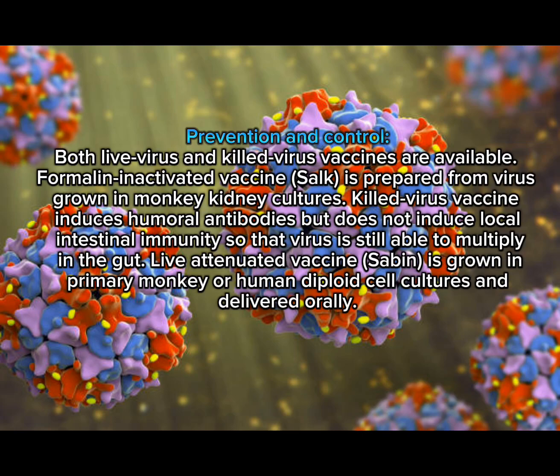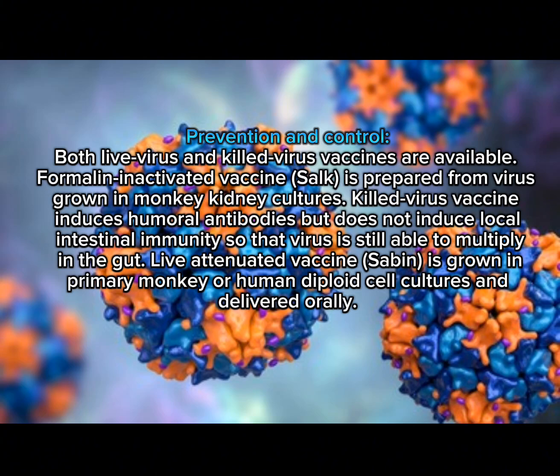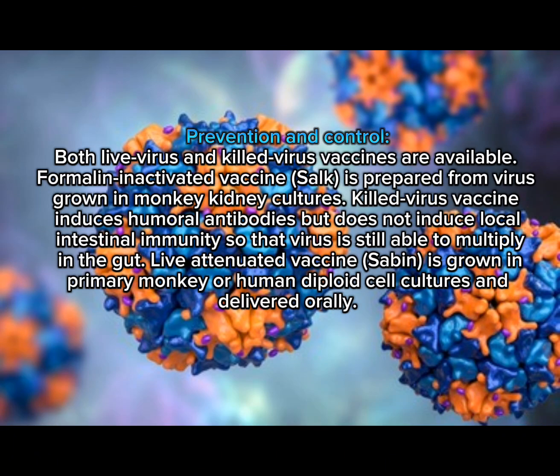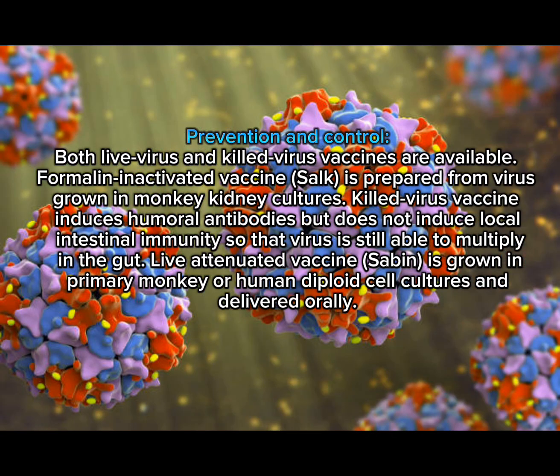Prevention and control. Both live virus and killed virus vaccines are available. Formalin-inactivated vaccine stock is prepared from virus grown in monkey kidney cultures. Killed virus vaccine induces humoral antibodies but does not induce local intestinal immunity, so that virus is still able to multiply in the gut. Live attenuated vaccine, Sabin, is grown in primary monkey or human diploid cell cultures and delivered orally.